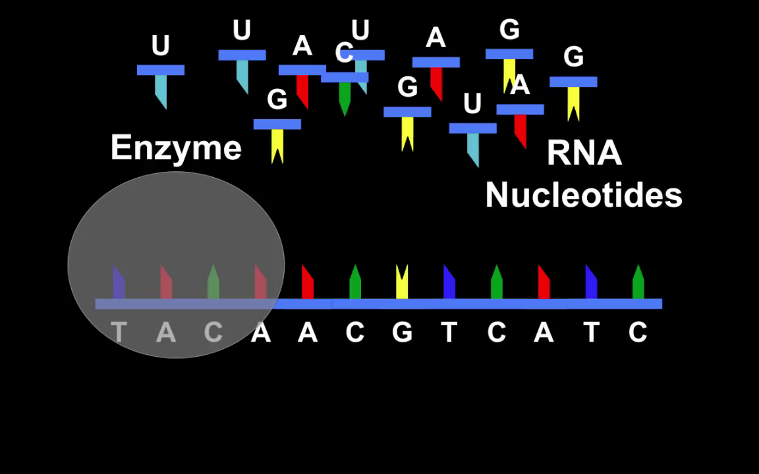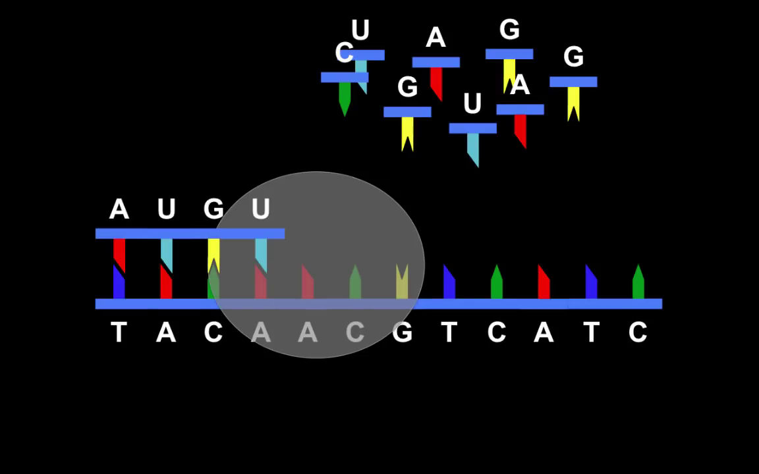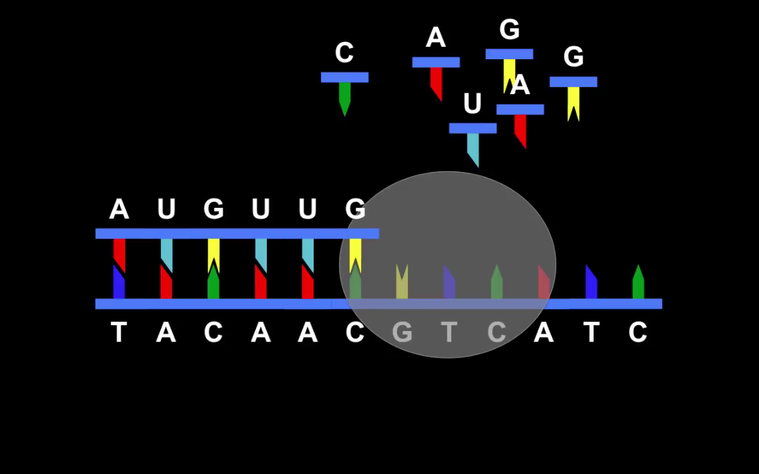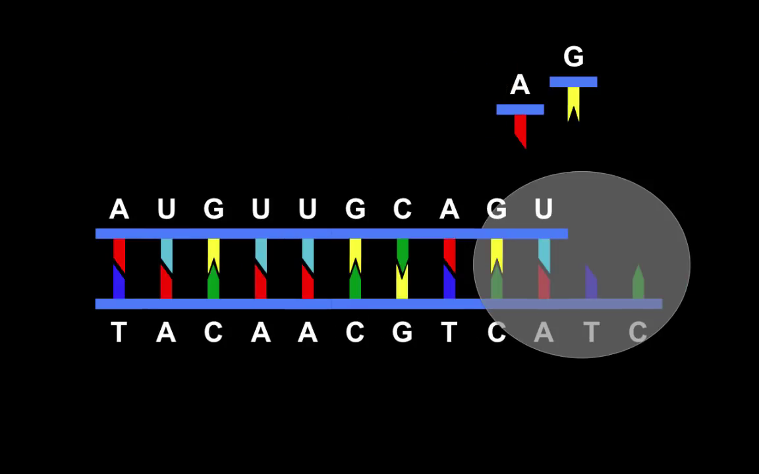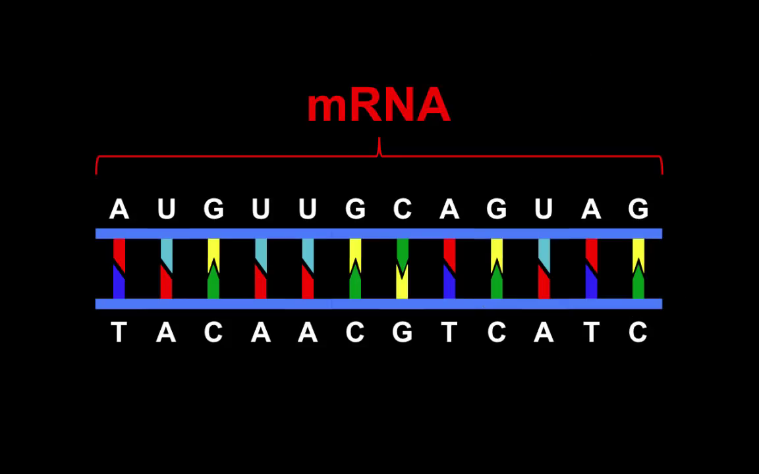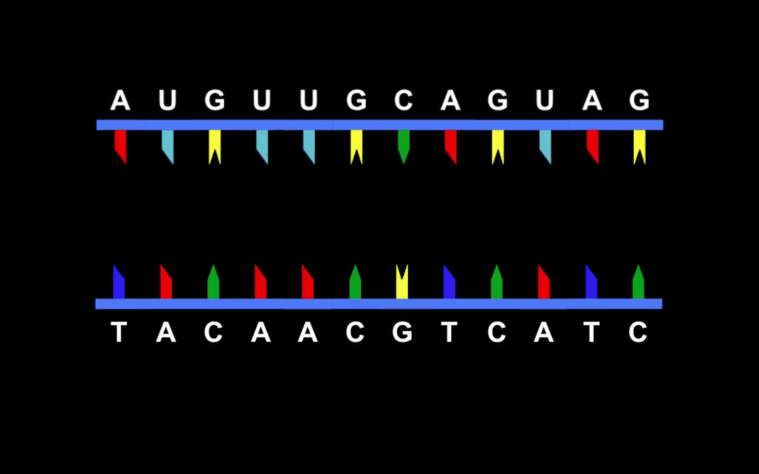So if we start with TAC, it's going to do AUG, and then UUG, CAG, and then UAG. So that's my mRNA, and then it's going to separate, and it's going to go off to the ribosome where translation is going to occur and create the actual protein.